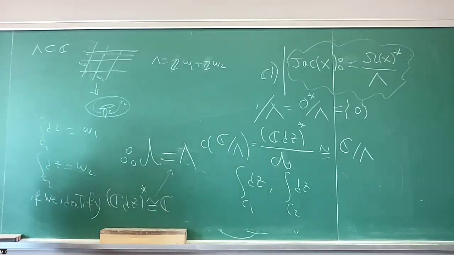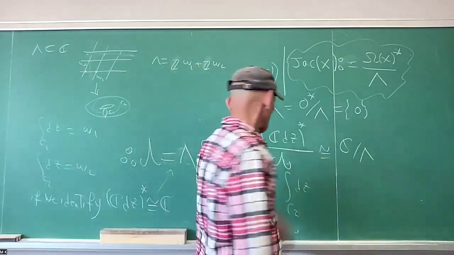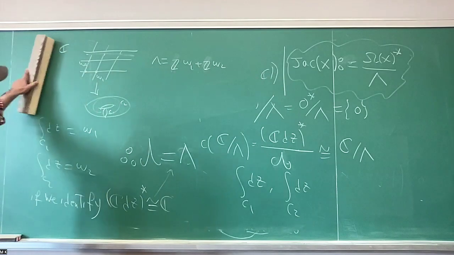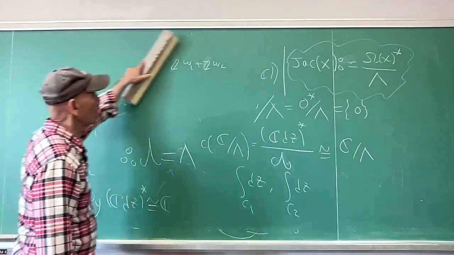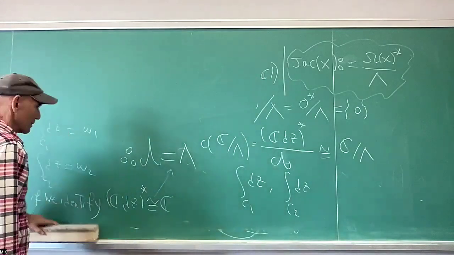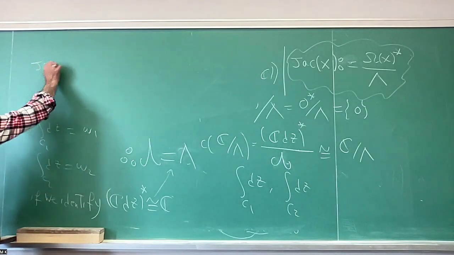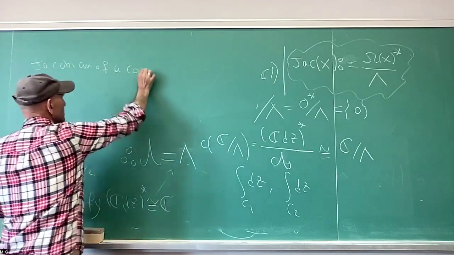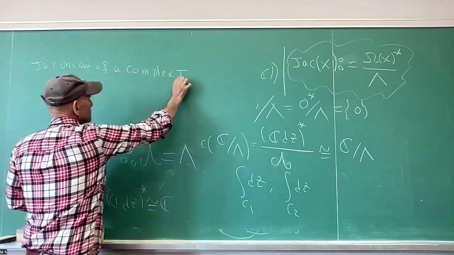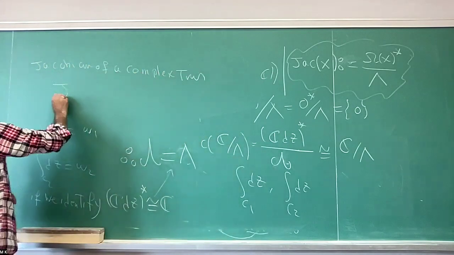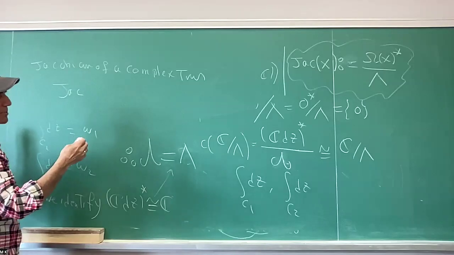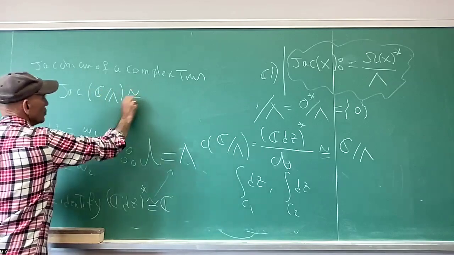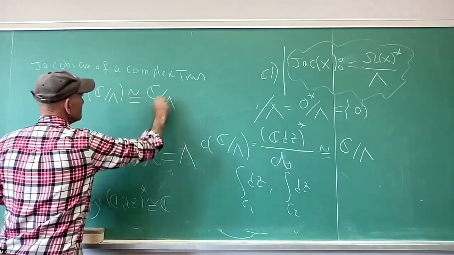Okay, excellent. So this is really what we want to do. So the Jacobian of the complex torus is the same as the thing. They say the Jacobian of an elliptic curve is the same as the curve itself. Maybe I have written this several times already, but let me write it: the Jacobian of C over lambda is isomorphic to C over lambda.